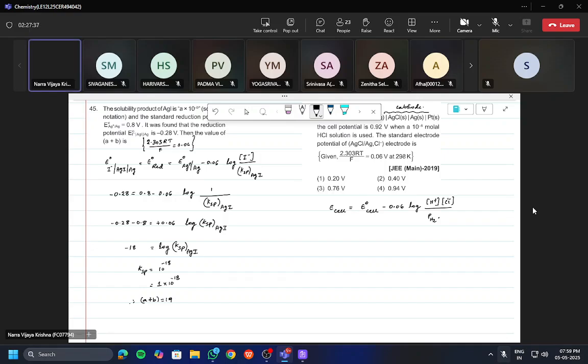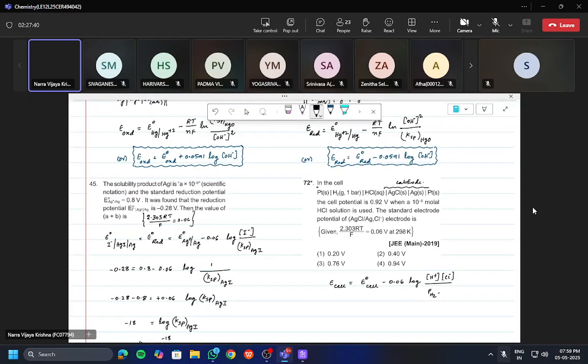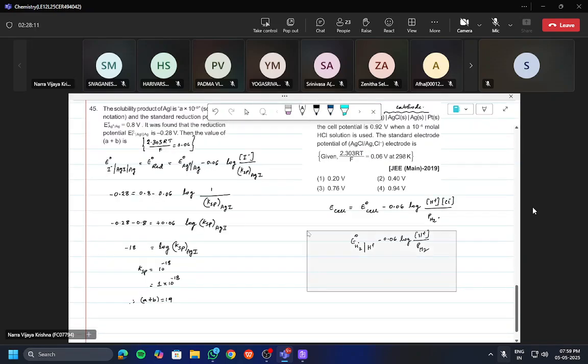For the hydrogen electrode, what will I write? E naught of hydrogen electrode minus 0.06 log, product by reactant. The product is H plus, the reactant is P of H2. I have to take it common, no? Correct? Any questions in this?